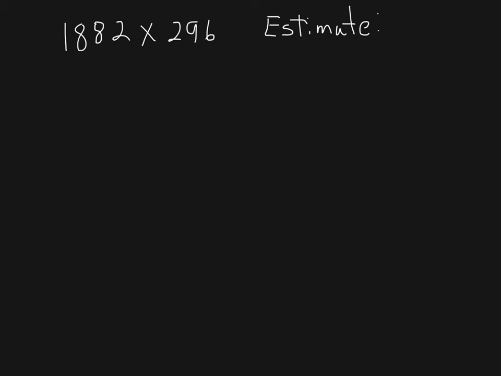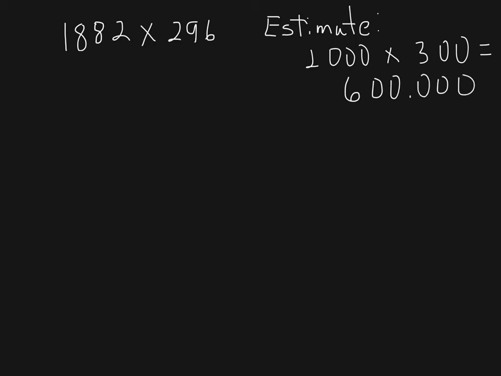Pause it for a minute, and I'd like you to create your estimate for 1,882 times 296. Okay, so hopefully you rounded 1,882 to 2,000, and you multiplied that by 300. And when you do that, you get 2 times 3 is 6, and 1,000 times 100 is going to be 100,000. So our estimate is 600,000.